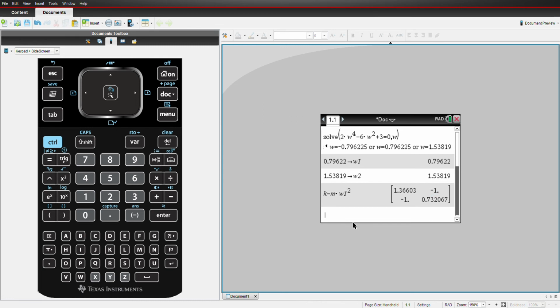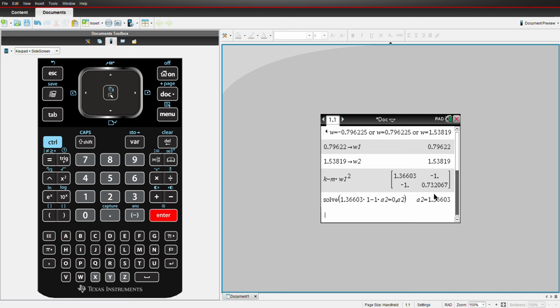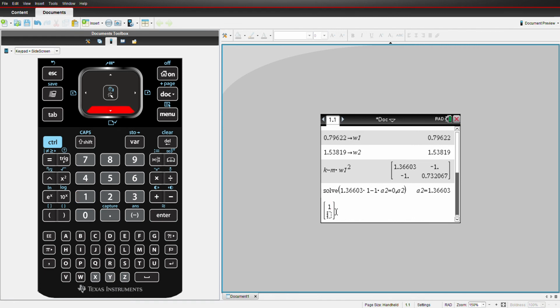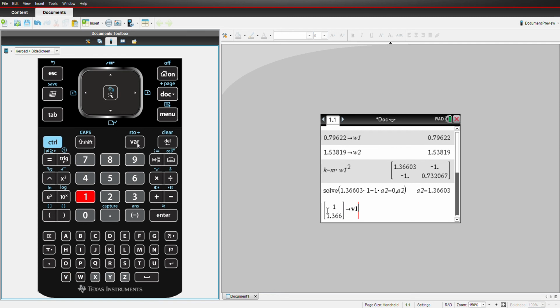So what we'll do is we'll solve 1.36603, which is this value, times 1, which is A1, minus 1, which is this value, times A2. And that, of course, is equal to 0, and we'll solve for A2. So that's A2. Just as a reminder, our eigenvector will be 1, 1.366. And we'll go ahead and store that as V1 just in case we ever need it.